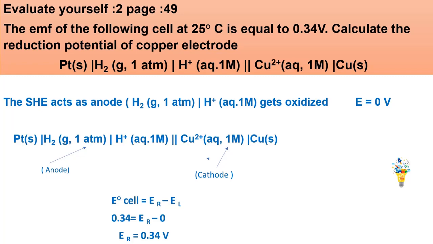Here the E naught of the cell is given, that is 0.34 volt. E right, the cathode, is the question. And what is this 0? The left hand side, that is the anode. The standard hydrogen electrode value is 0. So by substituting this value in the convention equation, 0.34 is equal to E right minus 0. So E right is equal to 0.34 volt.